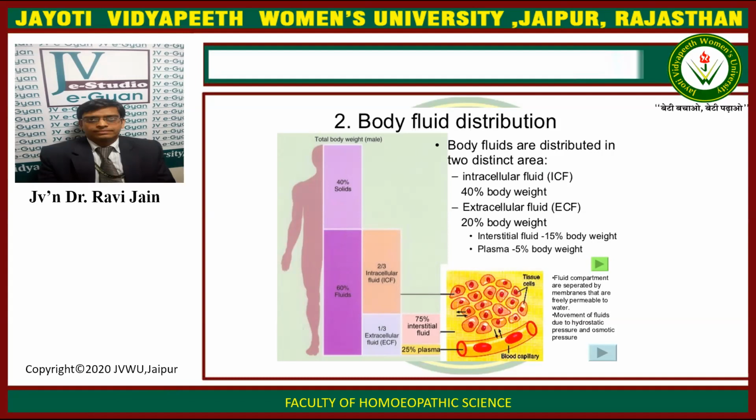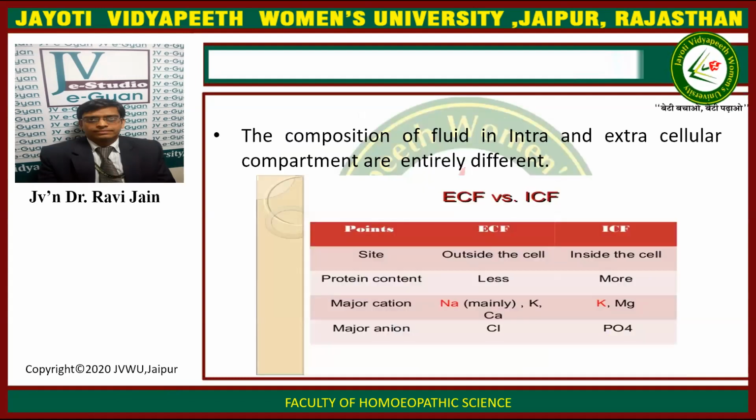Fluid compartments are separated by membranes that are freely permeable to water. Movement of fluid is due to hydrostatic pressure and osmotic pressure. The composition of fluid in the intracellular and extracellular compartments is entirely different. These are the sites where we have different proportions of concentration, described in this table. The site outside the cell is known as extracellular fluid, and inside the cell is intracellular fluid.